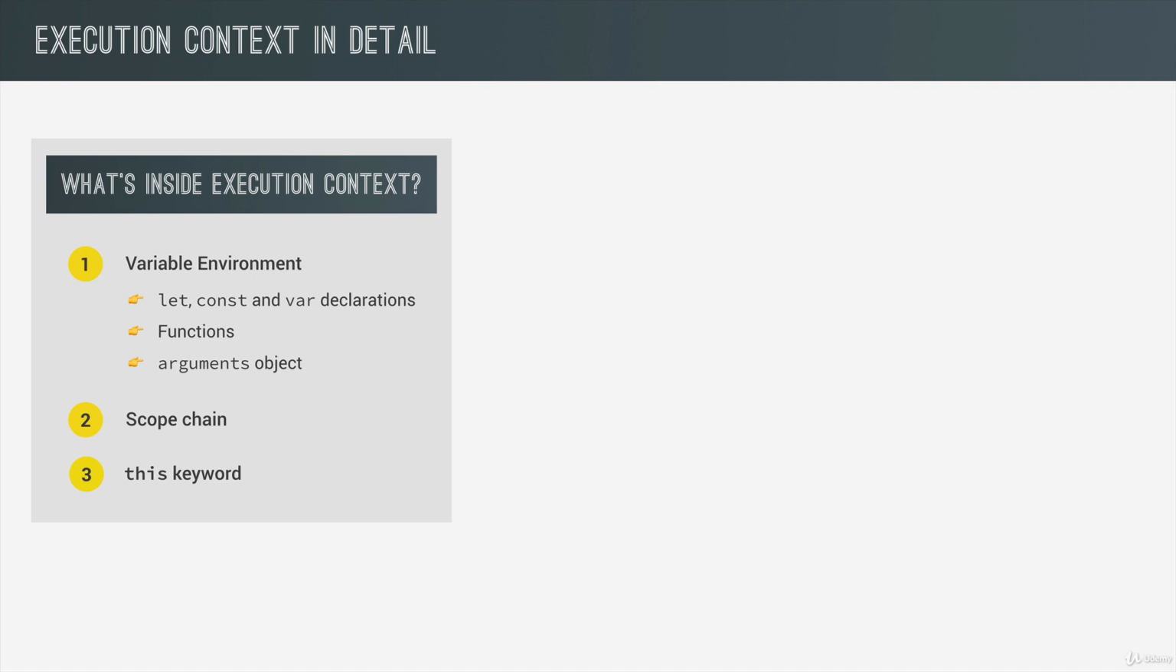Okay. Now, the content of the execution context, so variable environment, scope chain, and this keyword, is generated in the so-called creation phase, which happens right before execution.